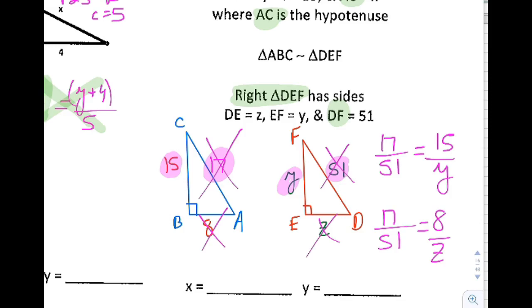The key to that problem was to be able to find the 17 first using the Pythagorean theorem. Those last three are tricky, but we really have to bail ourselves out and use Pythagorean theorem to find the third side before we set up the ratios.